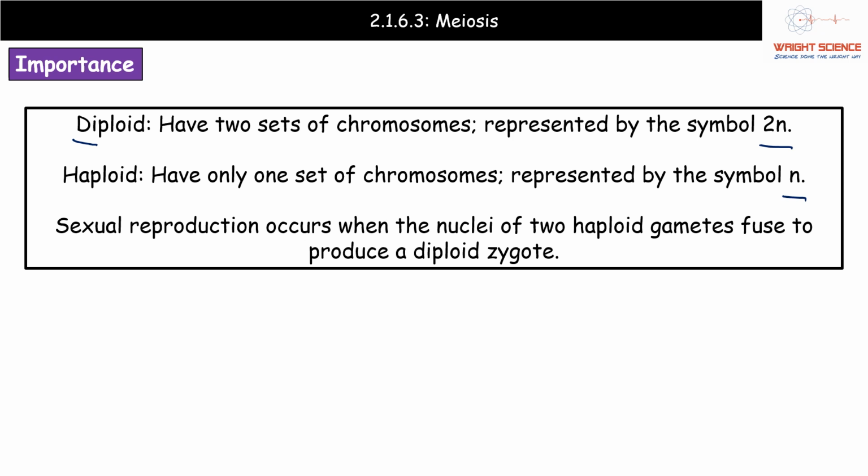Now, when sexual reproduction is occurring, then the nuclei of two haploid gametes will fuse, and therefore we produce a diploid zygote. So remember, gametes are just the sex cells. The zygote is obviously that fertilized cell. So what we're going from are two haploid gametes to a diploid zygote there.